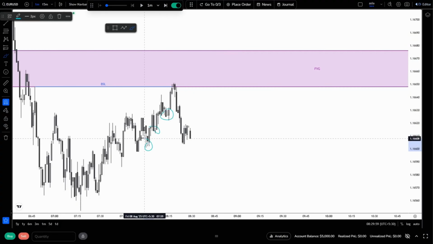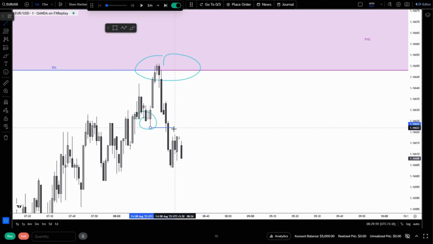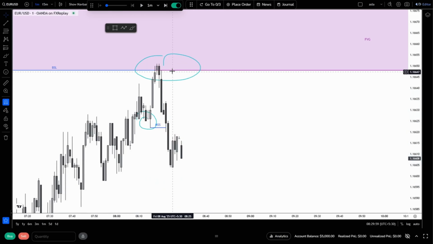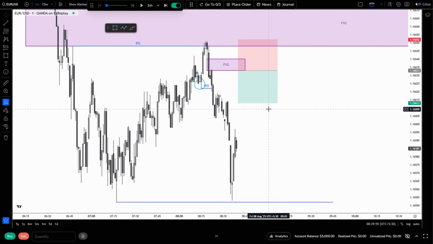Right here you can see a low that was formed just before price fully entered the fair value gap. Now watch what happens. Price breaks through that low with strength. This break of the low becomes our market structure shift to the downside. Once structure shifts, the next thing we look for is entry confluence. And right here, you can see that we have a fair value gap formed just above the market structure shift. Now the plan is simple. We wait for price to retrace back into this fair value gap.